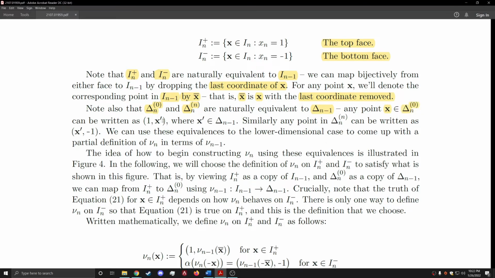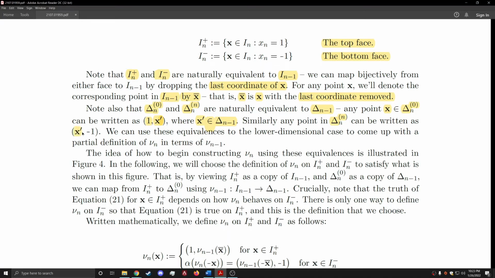And we can define these: x prime is going to be in the simplex. This x bar is going to be on the hypercube, or this lower dimensional cube, the square. x prime is going to be in our simplex. So if we just say 1, x prime, then we're good to go. We're back on this n simplex of the face n or 0. So that's how we're going to build this.